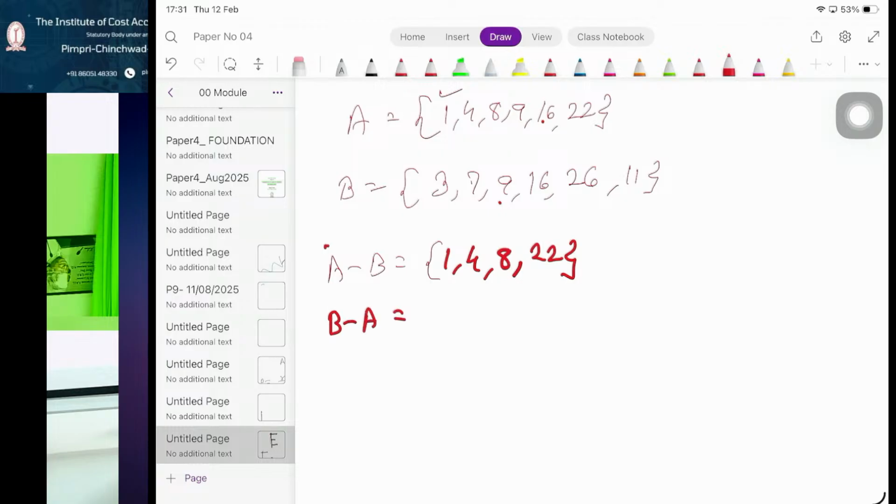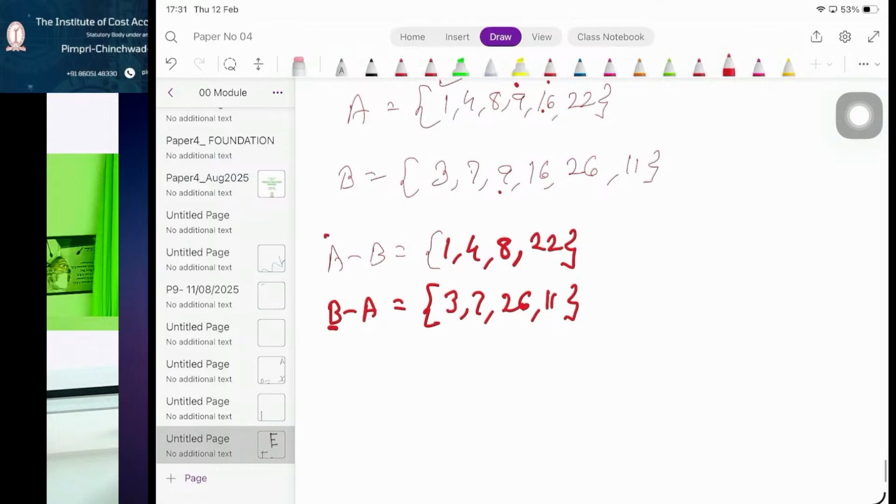B minus A, which is in B only but not in A. So I will start with B. B में पहला element है 3, which is not in A. 3. 7, not in A. 9, yes, this is in A. Can't be possible. 16 in A. Can't be possible. 26, yes. 11, yes, which is in B only but not in A. No common element. This is called B minus A. Differences of sets.